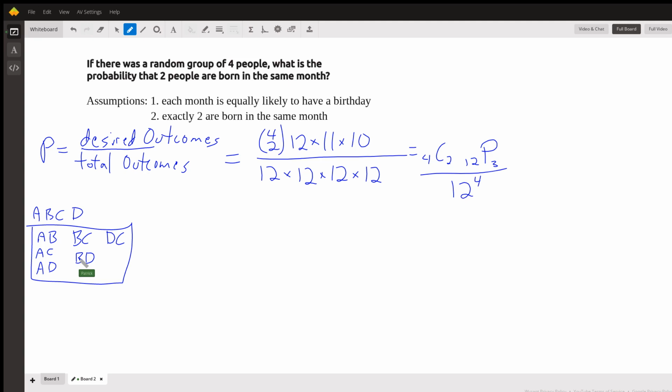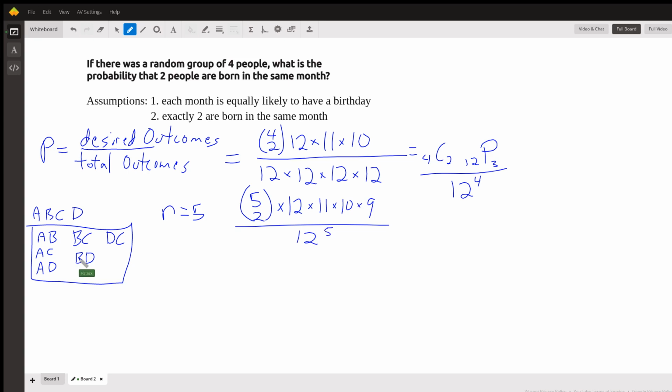Okay. Now, we can extend this, right? What about if n is 5? It's not much different. You've got to do 5 choose 2. That's the different ways of arranging the 2 in the same month. There are 12 months in which they could be born. Then 11, 10, and 9, over 12 to the power 5.